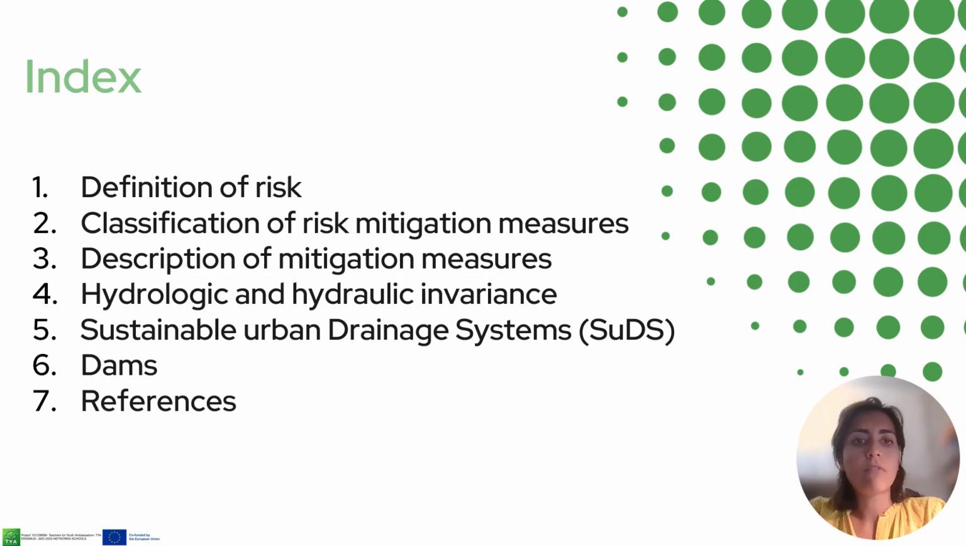After that, we will focus on the description of the mitigation measures, going into more detail and looking at examples of both structural and non-structural solutions. Finally, we will talk about hydrologic and hydraulic invariants, sustainable urban drainage systems, and about one of the most important measures used for flood risk mitigation, dams.